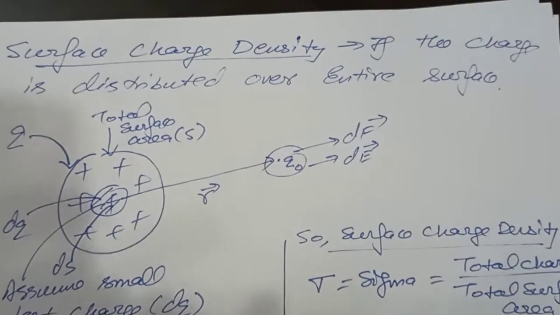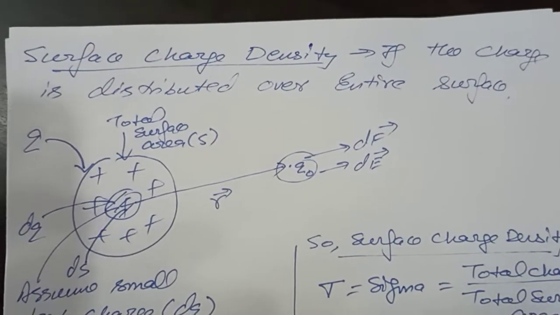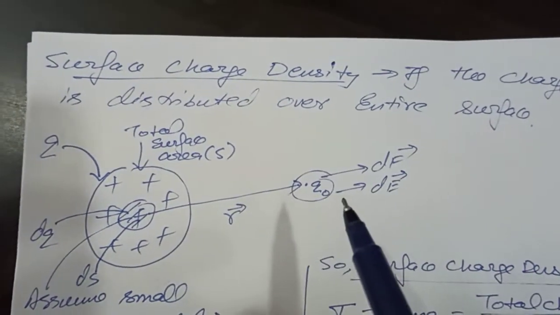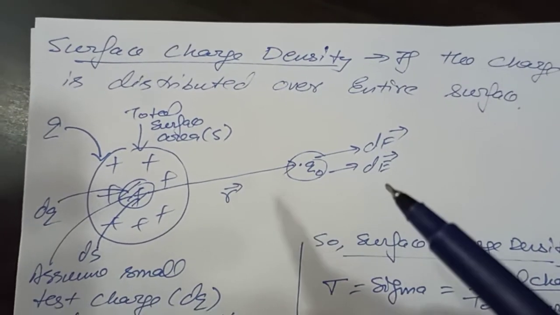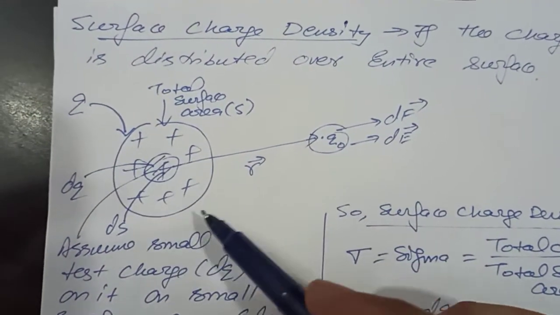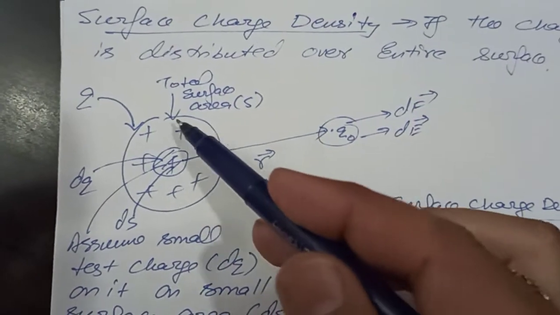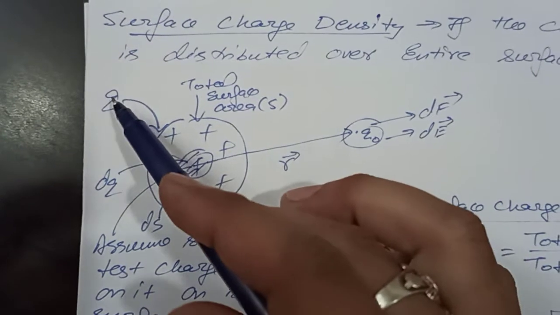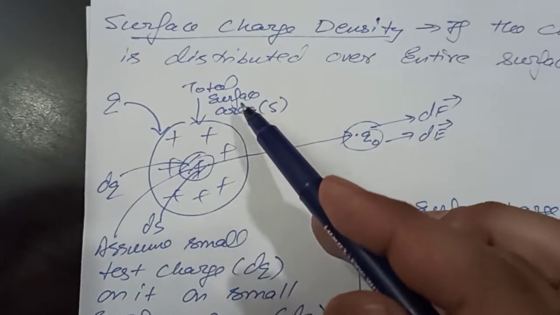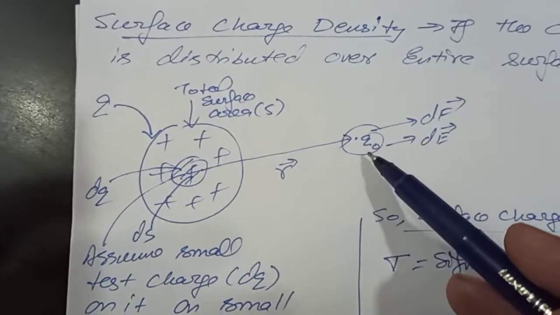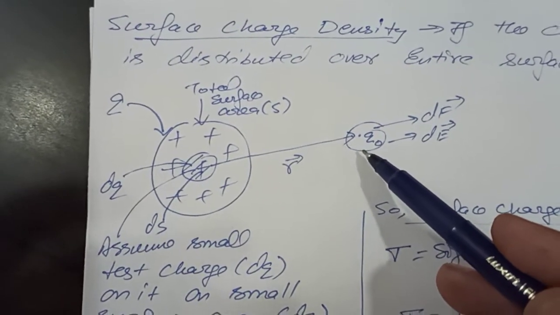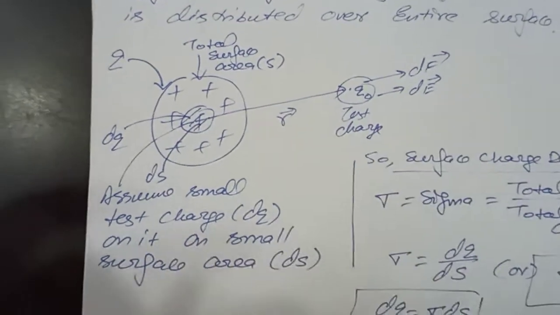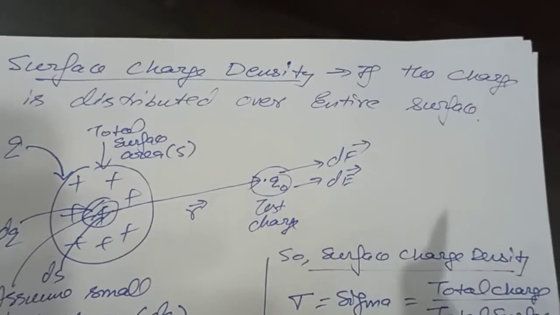Hello students. Now in the second topic of continuous charge distribution we have surface charge density. If a certain amount of charge is distributed over the entire surface, let us suppose this is the surface, or we have assumed a sphere, and on this surface the charge small q is distributed having the total surface area S, and here is the test charge small q naught.